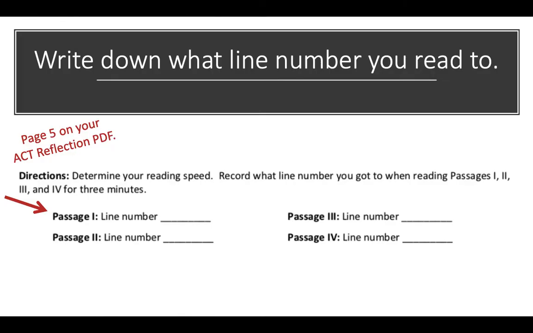The next thing I want you to do is write down what line number you read to in 3 minutes. So on page 5 of your PDF, you're going to see at the top it looks like this, and you're going to write down what line number you got to here because you're going to track each passage.